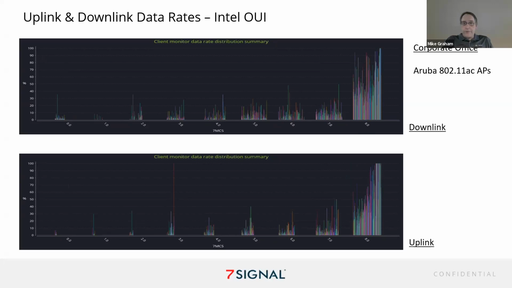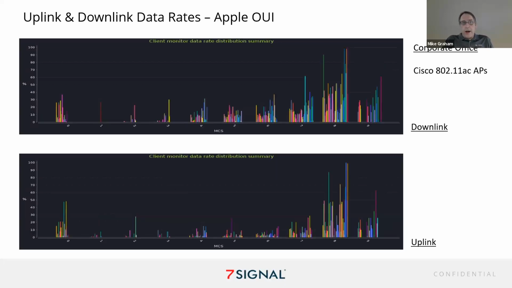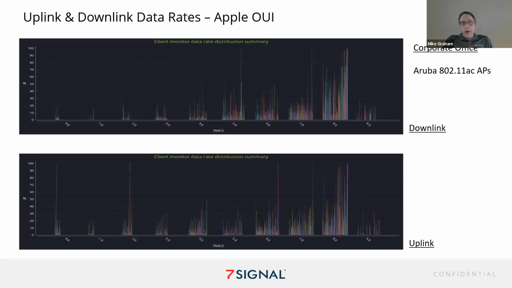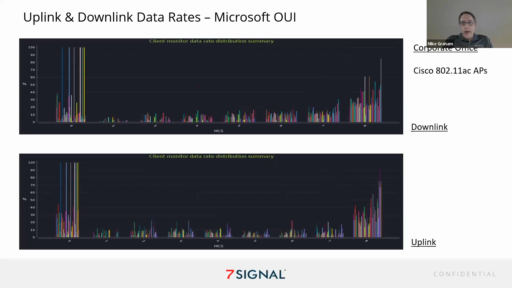I'm probably not going to talk in detail about each of these frames. Obviously on some networks, we just don't see any. And by the way, these are 3-stream access points. We would expect to see some.